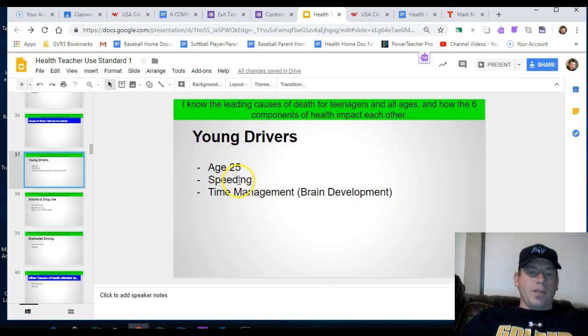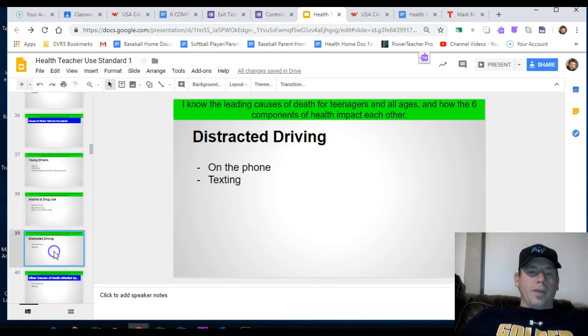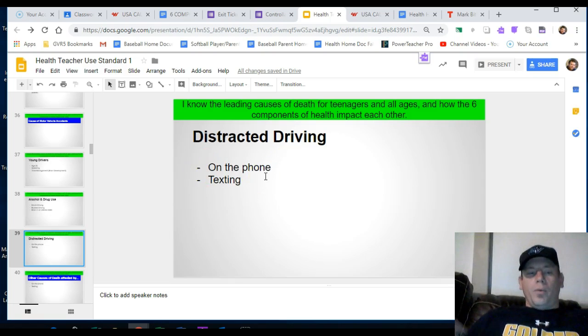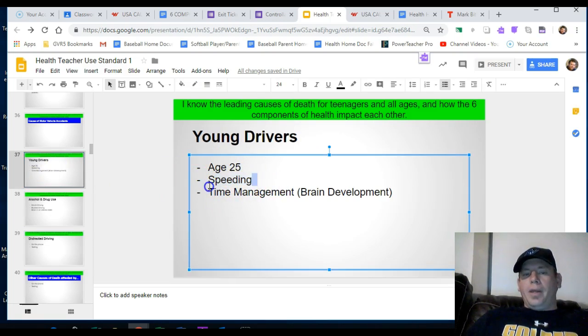They take more risks, they speed, they use alcohol, drugs. Your brain's in an altered state. You're more of a potential possibility for being a rebel, things like that. And then also, obviously, distracted driving. There's multiple things that could cause this, but a lot of the one that we usually go to is texting. I would tend to think that this back up here has a lot more to do with it.